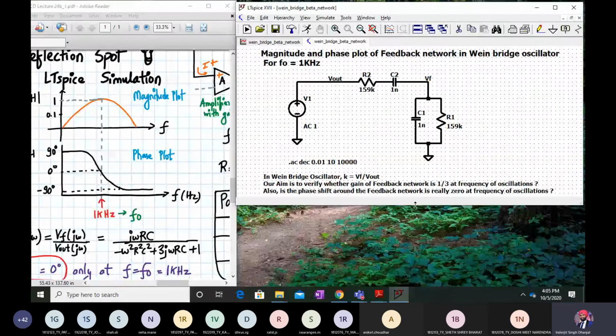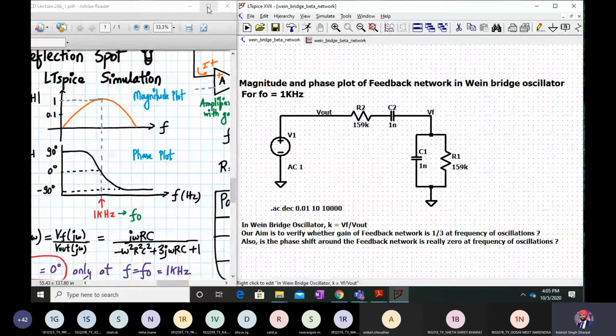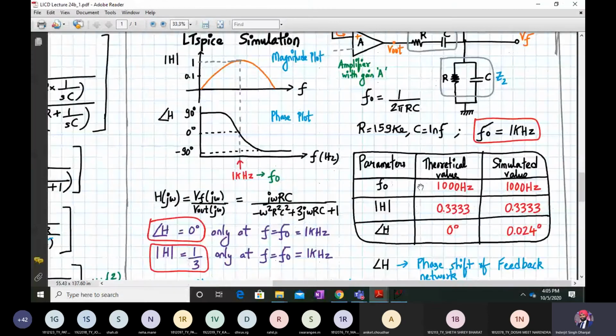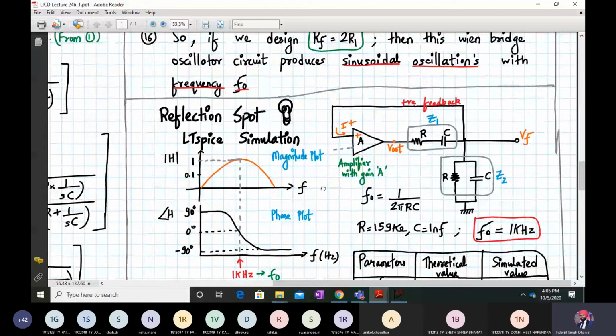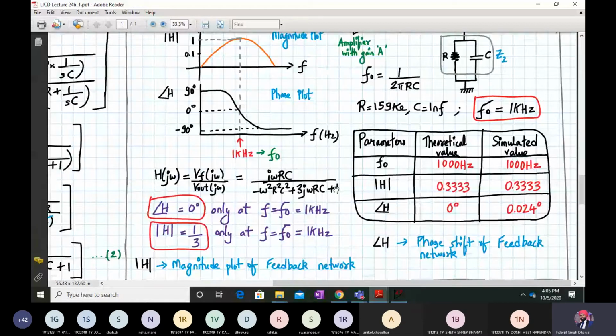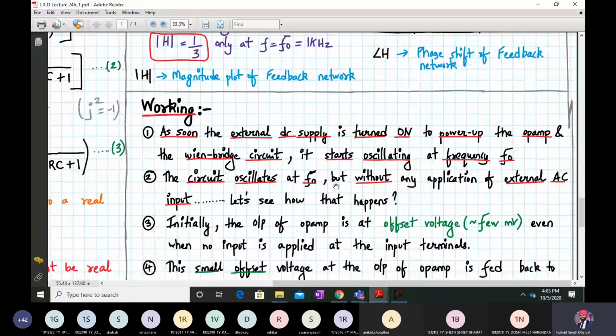Okay, fine, very good. So that means the phase shift around this feedback network is really 0 at the frequency of oscillations. And the magnitude is 1 by 3 at the frequency of oscillations. So whatever we have derived so far is indeed correct. Then this is just explaining the working of the circuit.